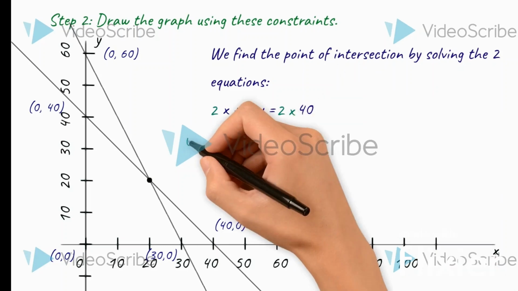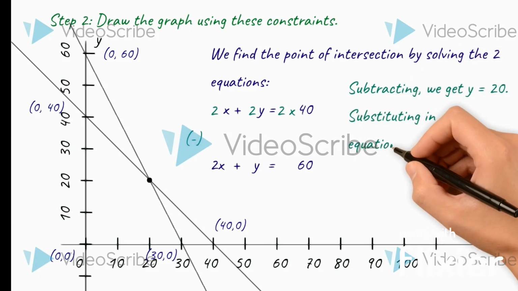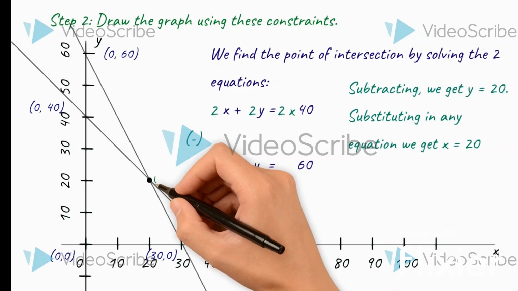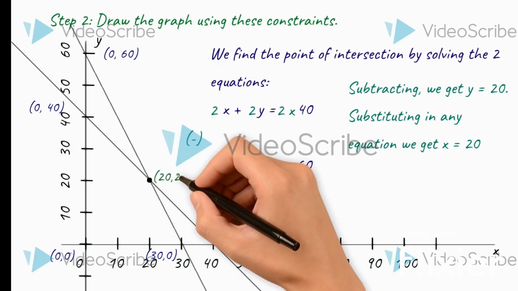Using those points, we're drawing the lines. To find the common point of intersection, we solve the two equations, and we can see how to do that. I've shown you the steps. Multiply by 2, subtract. We get 20, comma 20 as the common point.